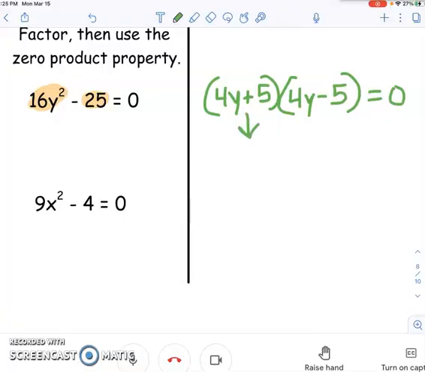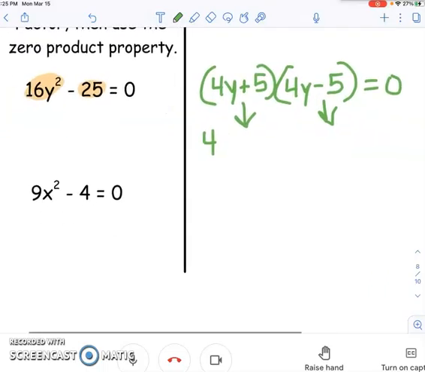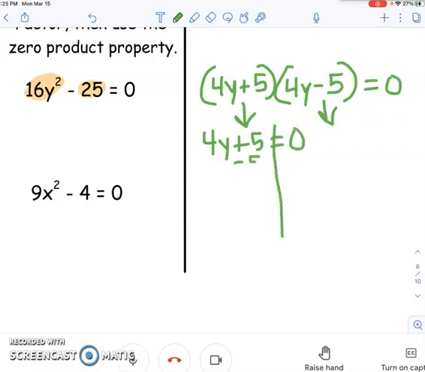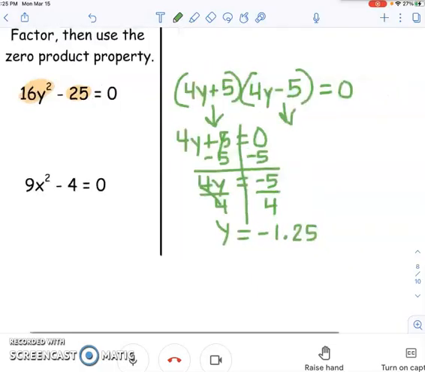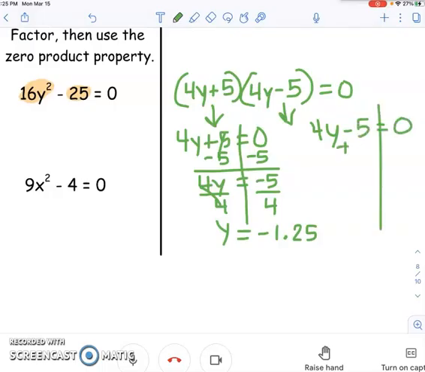Now this one I would recommend that you at least set up and solve one of them, because this is not going to end up being a whole number. So if I subtract 5, I get 4y equals -5, and then divide by 4. So y equals -1.25. And then if I solve the other one, it is just going to be the same thing, only the opposite sign. So 4y equals +5, divided by 4. So this one is y equals +1.25.